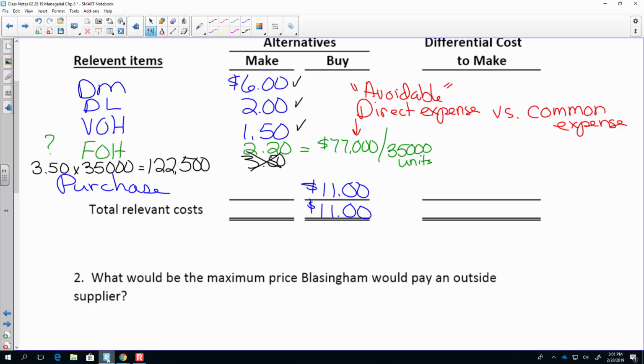That's why it's relevant. So now I'm adding the four amounts, and the totals come out to 10.30 to make versus 11 to buy. Which is best? Buy it, because it's 70 cents cheaper, right? 70 cents cheaper if I bought it.